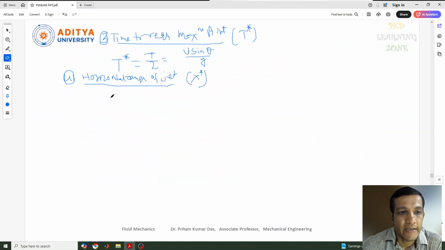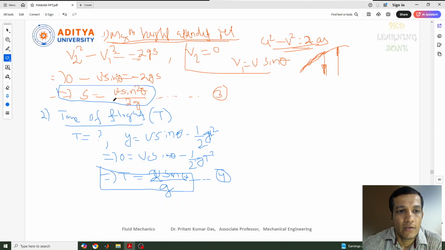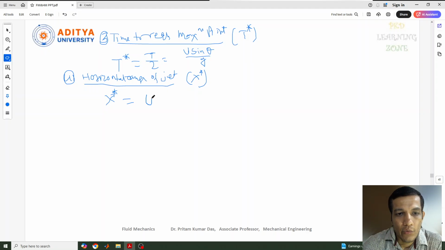So you can write x star equal to the component in the x direction into the time taken to reach from point A to point B. Let me tell you, see the total component in this x direction and what is the time taken from here to here. Simple, as we initially found. So that is nothing but u cos theta into the time of flight, that is 2u sin theta by g. Just now we have calculated this one.